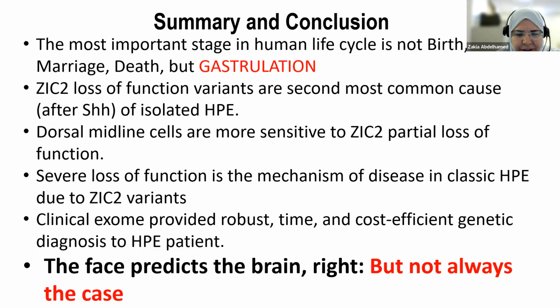I'm sorry, what the chromosomal? Oh, your second to last point: clinical exome provided robust, time and cost-efficient genetic diagnosis to HPE patients. But you said that it should be used in patients who don't have a cytogenetic abnormality. Why not just do the exome? Why do you need to do cytogenetics first?